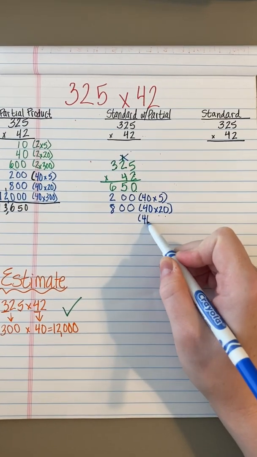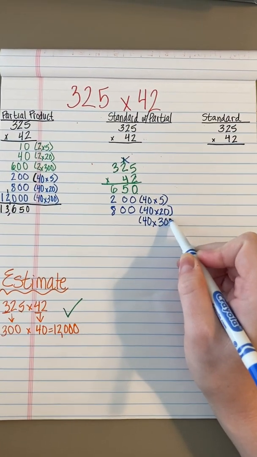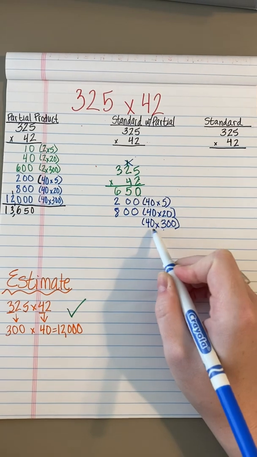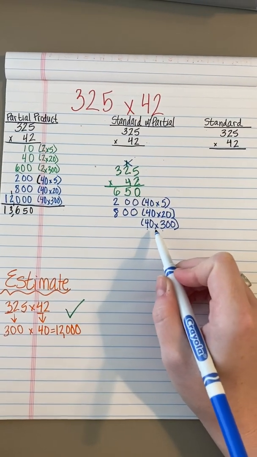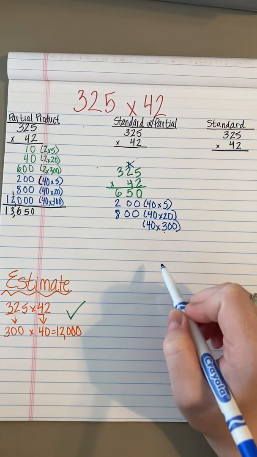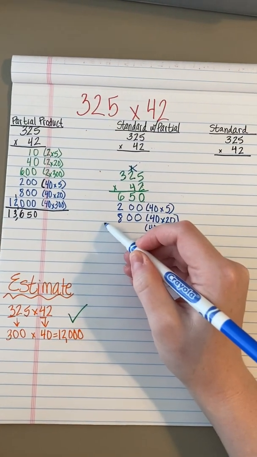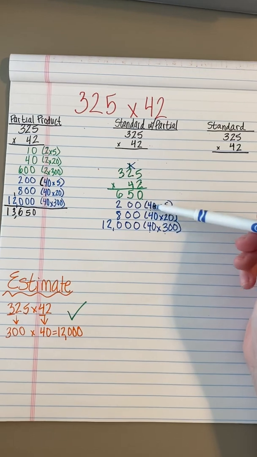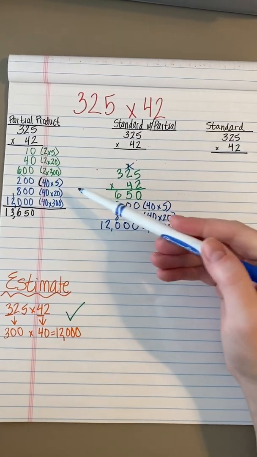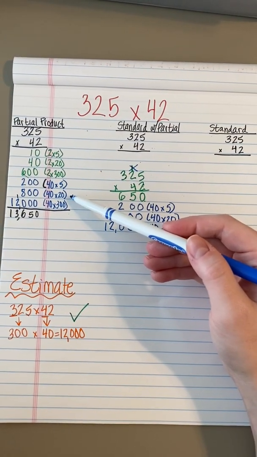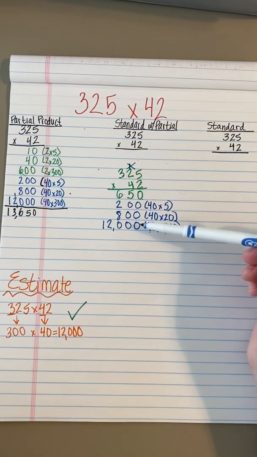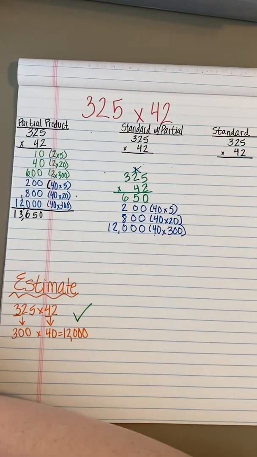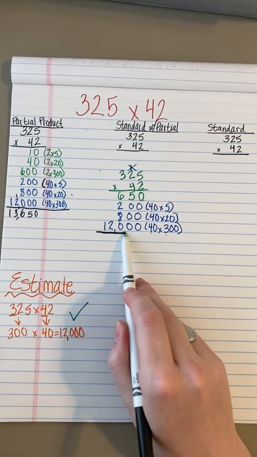Next, we have 40 times 300. 4 times 3 is 12. Tens times hundreds is thousands. So we will have 12 thousands. And again, as we look at this partial product here, it matches our partial product that we finished already. So that is a good sign. So now we can add up all of our numbers.